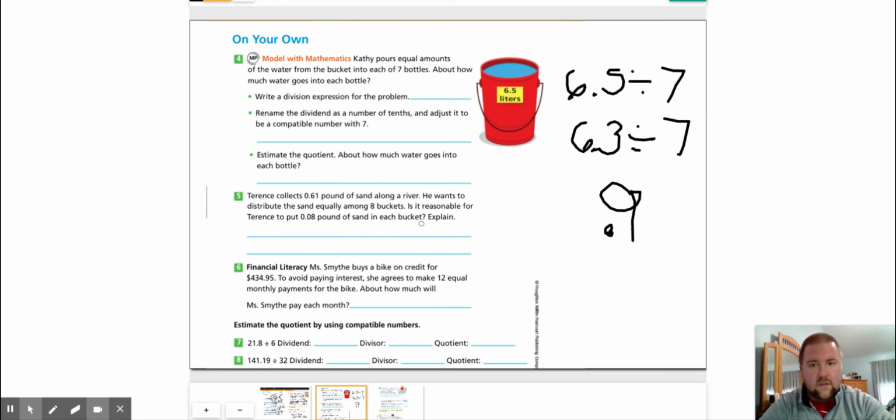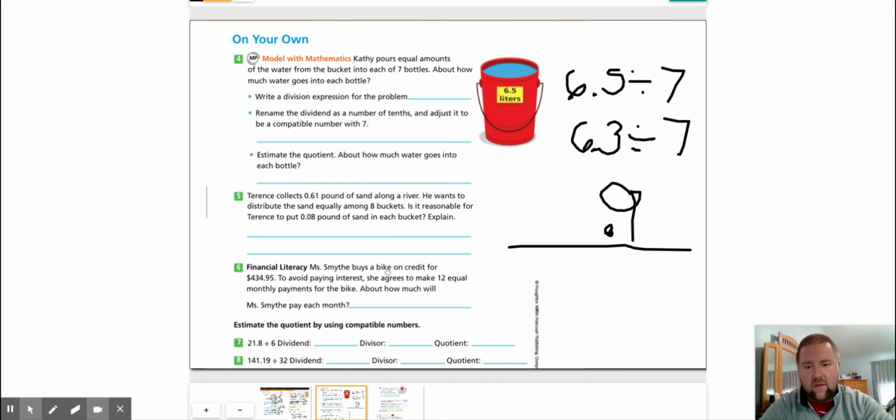All right. So again, when we have a 1-digit divisor, guys, we're just going to change our dividend. But if we have a 2-digit divisor, like some of the problems down here, like number 6, which is the next one we're going to do, then we would make sure to round our divisor and then also change our dividend after that. Financial literacy.